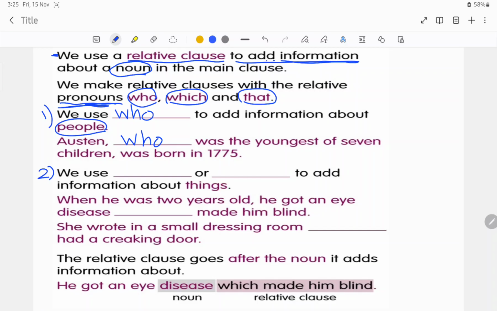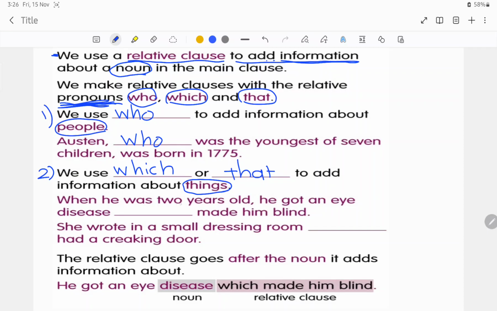The second point, we use what now? We have 2 pronouns here to add information about things. So we use these 2 pronouns when we are adding information about things. Obviously it's going to be which, and here, or that. And this is, as I said, according to the textbook that you have in grade 9. Okay, we have now 2 examples.